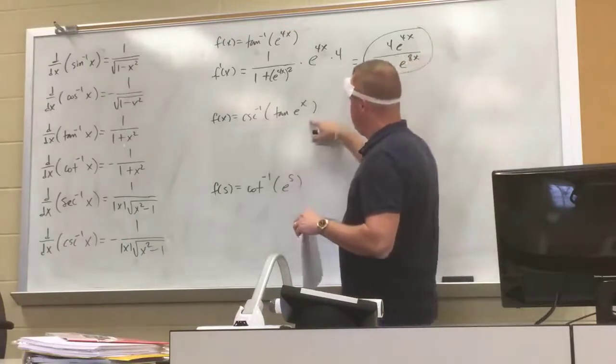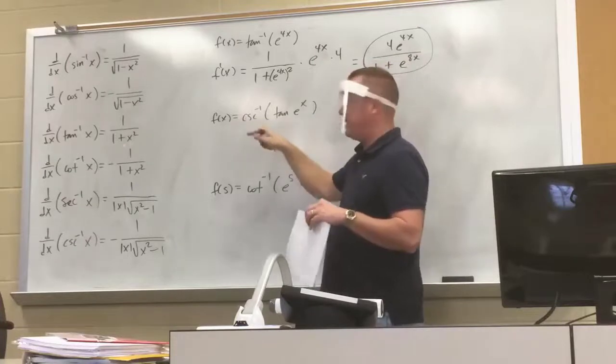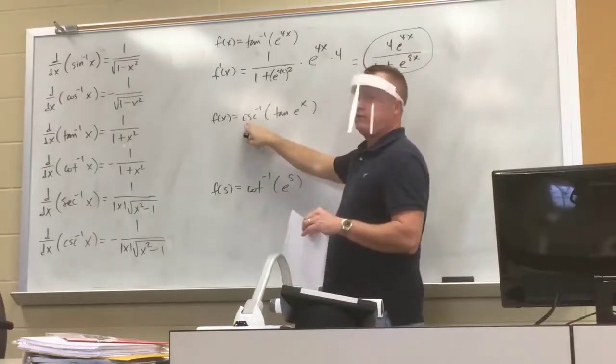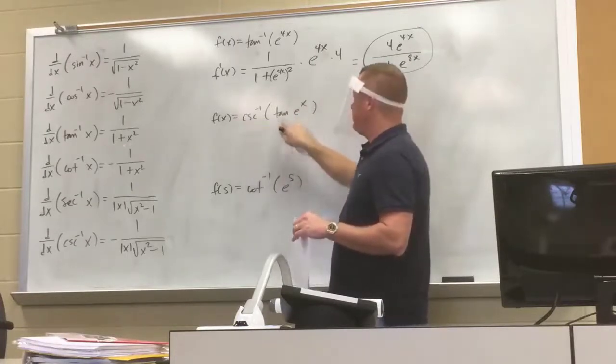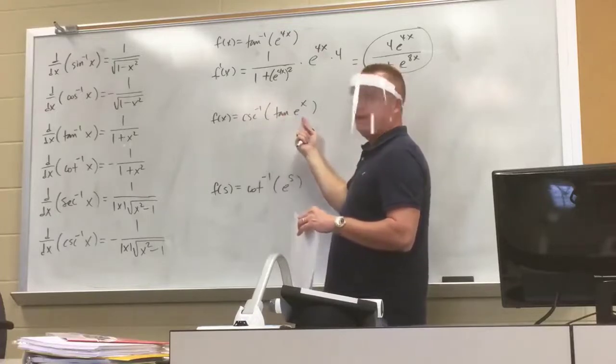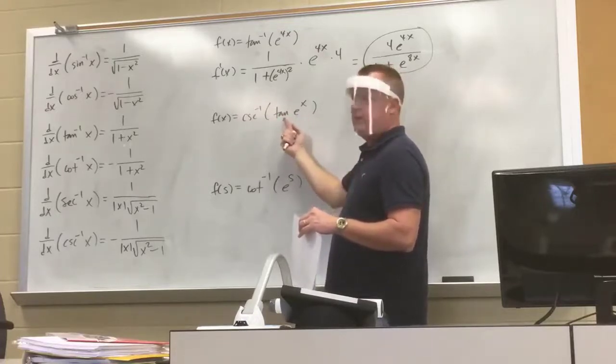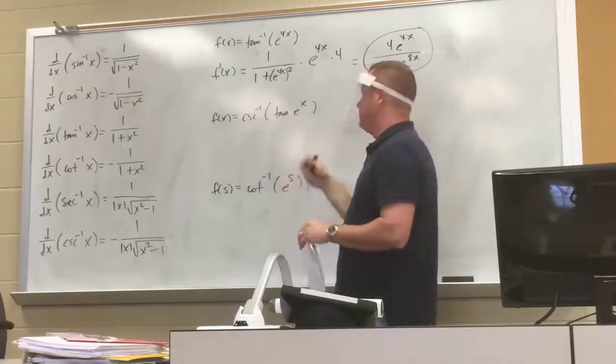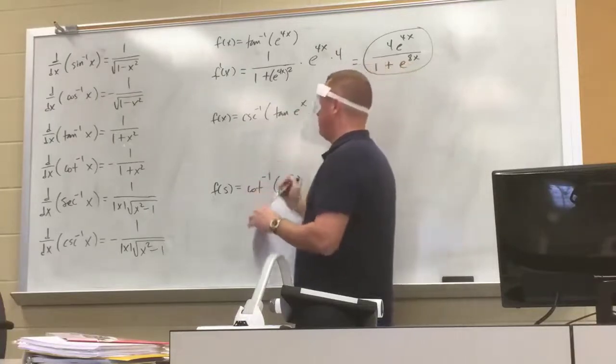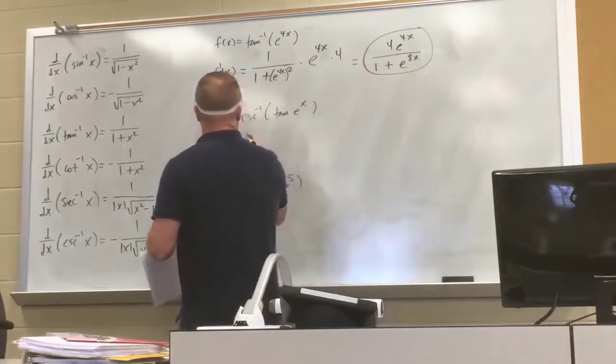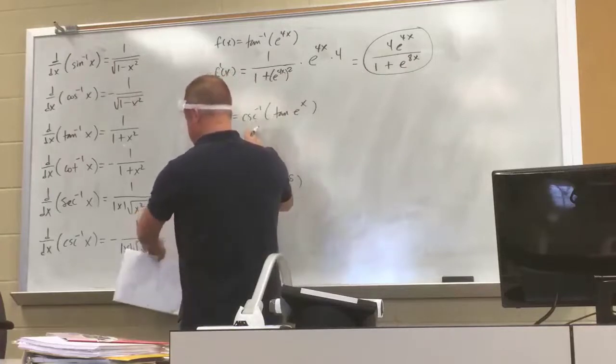All right, this one: outside function, outermost, inverse cosecant. Inside, you've got tangent of e to the x. So inside, tangent would be outside of e to the x, the innermost. So three different functions here, each inside of the other. So, all right, inverse cosecant is that.